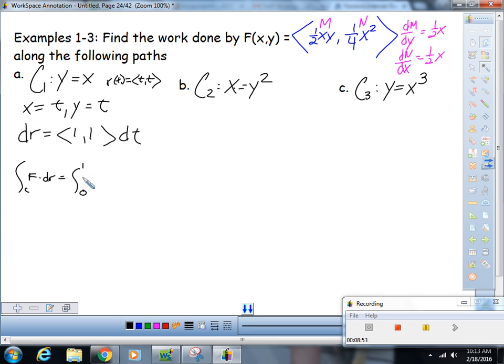Oh, shoot. No, you don't know that. Along the path from... I forgot to fill in that important information. 0, 0 to 1, 1. So now that I've written that up there, do these limits make sense for you guys?